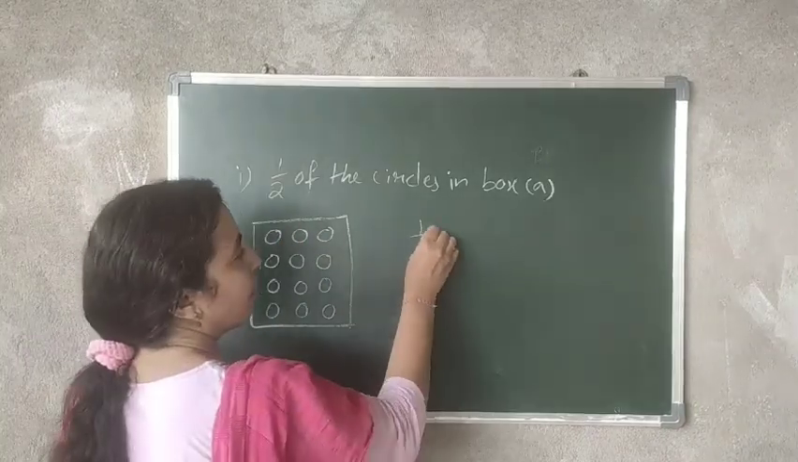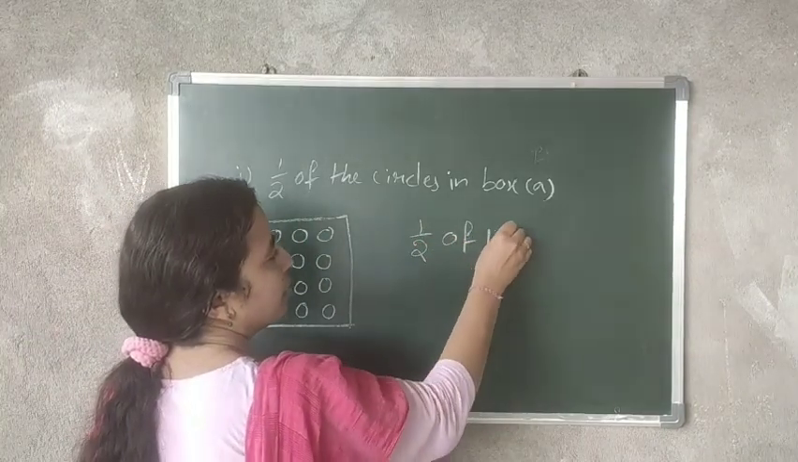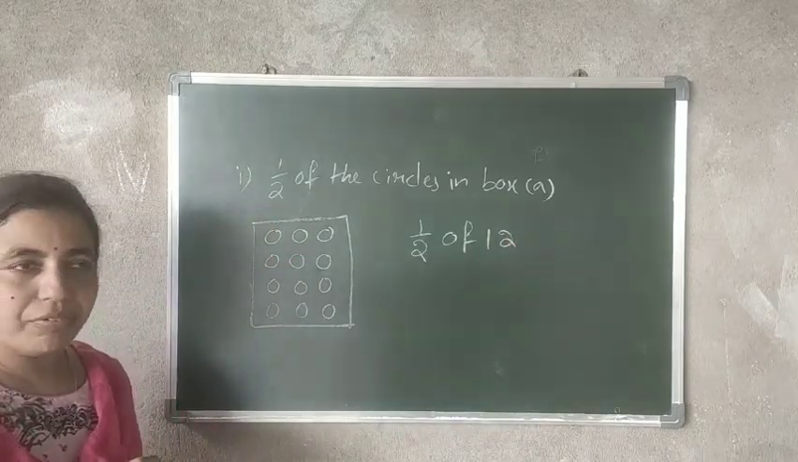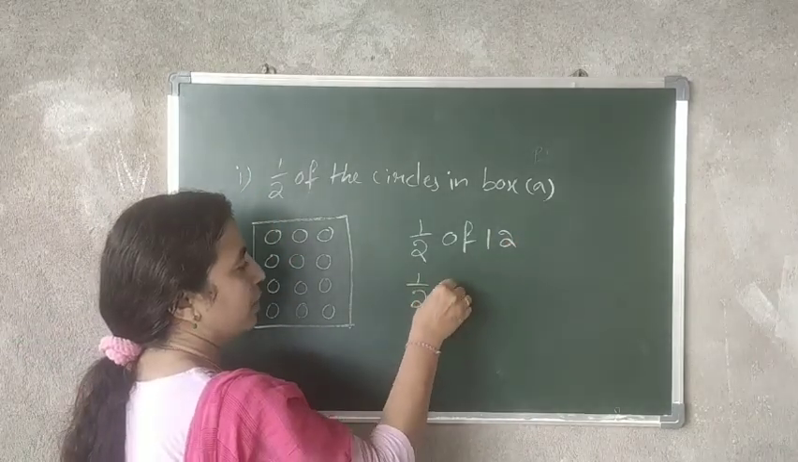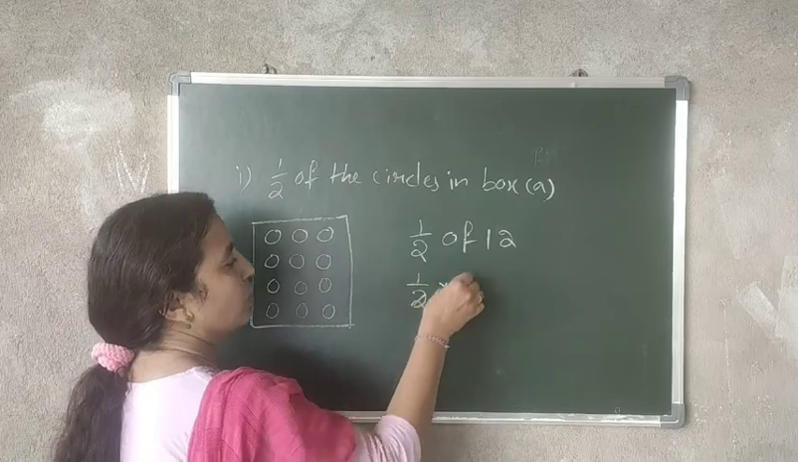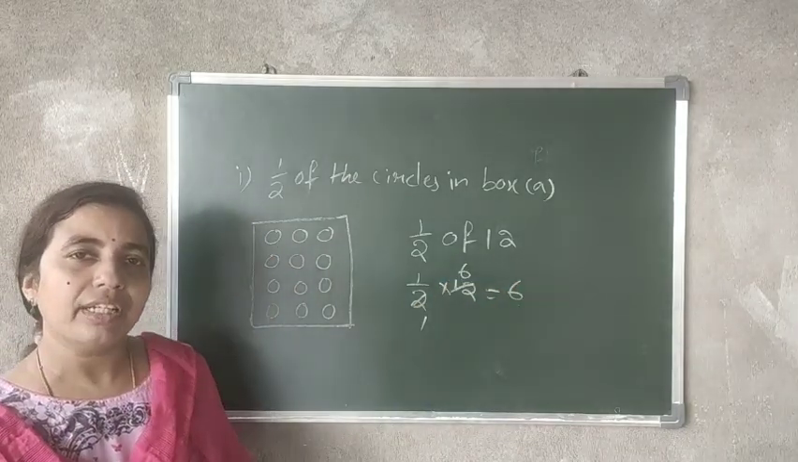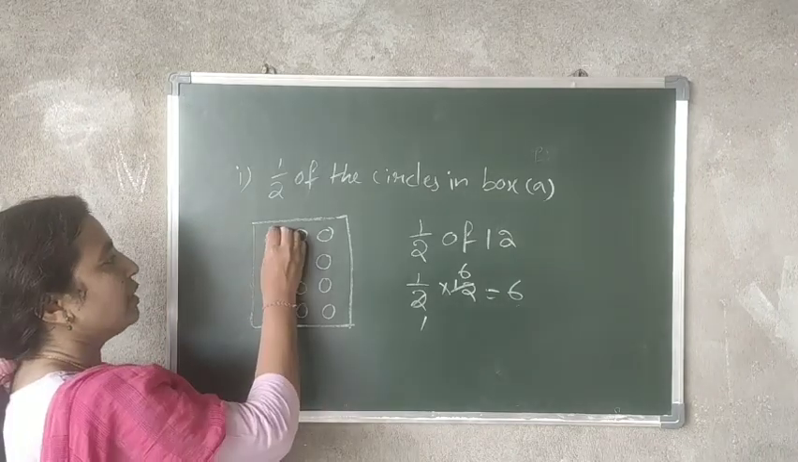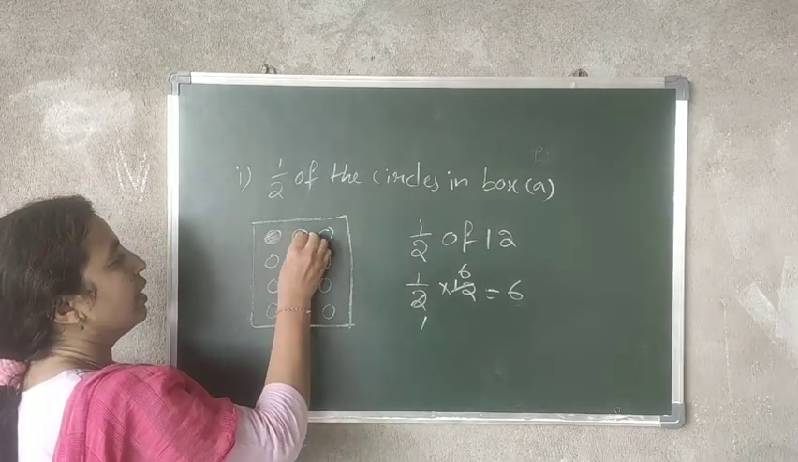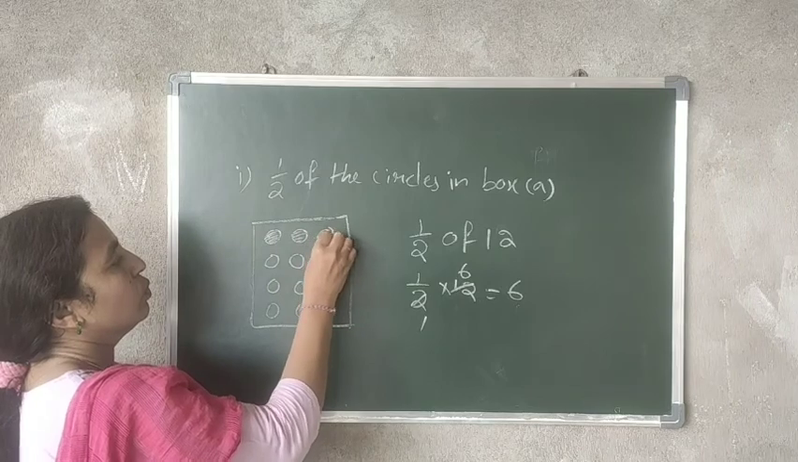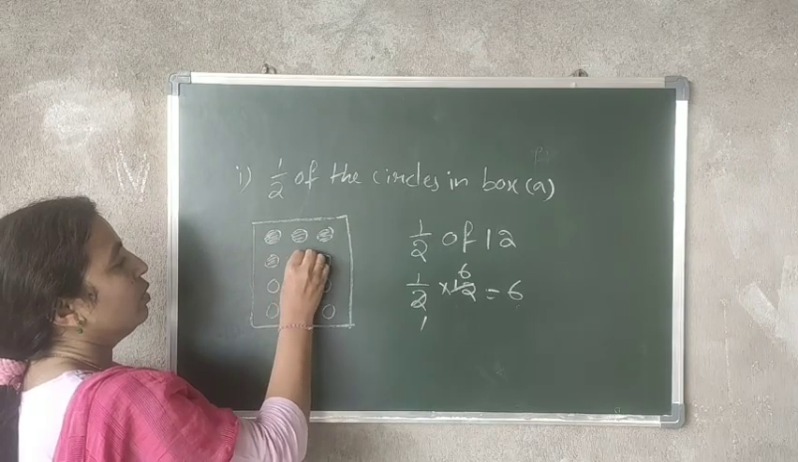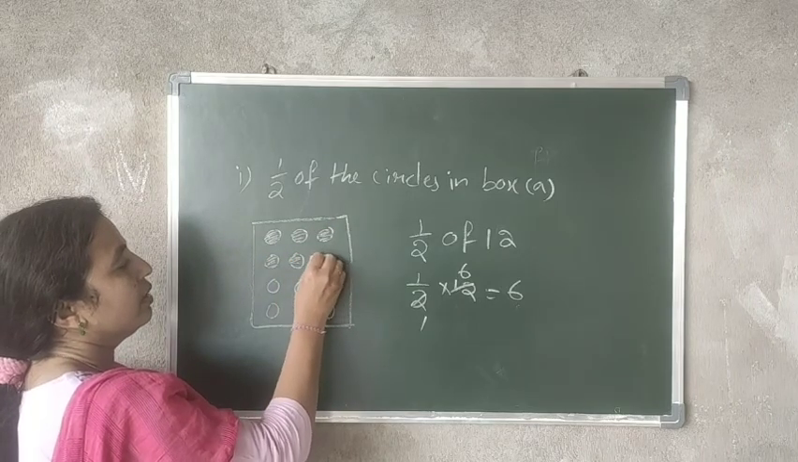12. Find 1 by 2 of 12. 1 by 2 of 12 means 1 by 2 into 12. 2 ones are 2, 2 sixes are 12. So how many you should shade? How many circles you have to shade? 6 circles you have to shade. So just shade 6. 1, 2, 3, 4, 5 and 6.